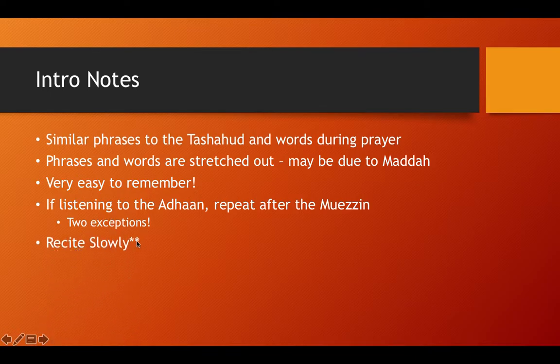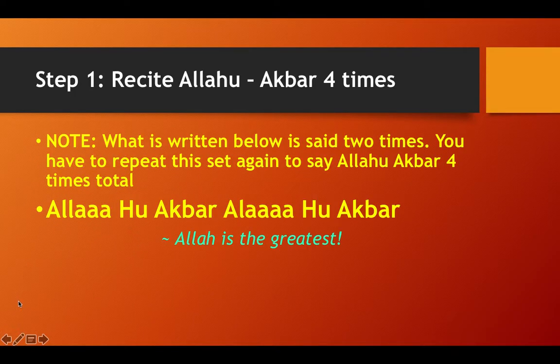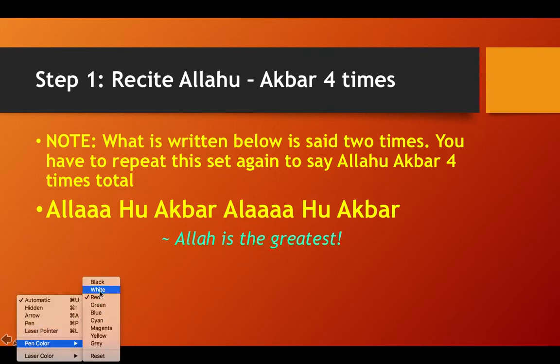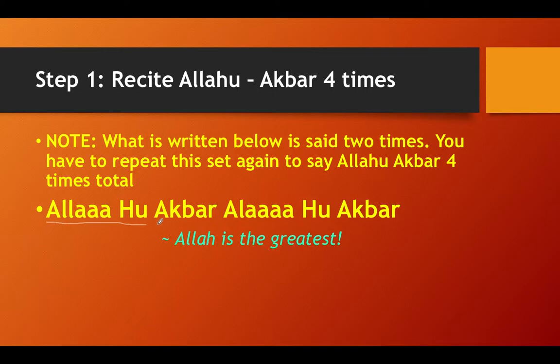So again, recite much more slowly. The first step is to recite Allahu Akbar 4 times, okay? Let me clarify something. What I have written down here is Allahu Akbar once and twice, so 2 times. So if you want to say Allahu Akbar 4 times, based on this note, you have to say this sentence 2 times. I'm going to break this up to start off to make it easy, and then we're going to say this slowly together. I would encourage you to say it after me and with me as well.